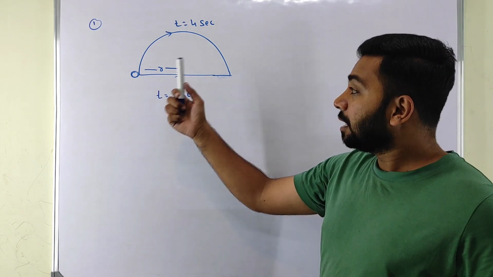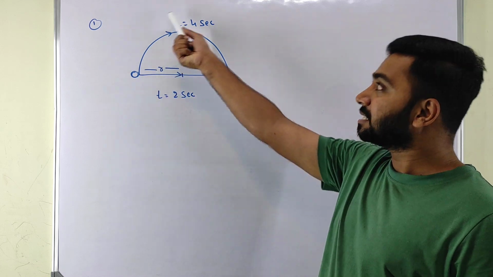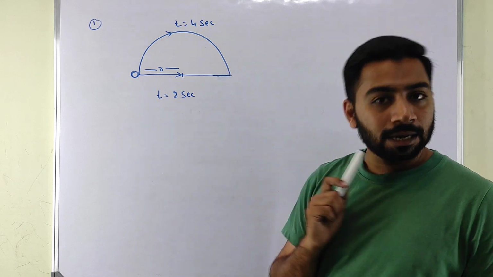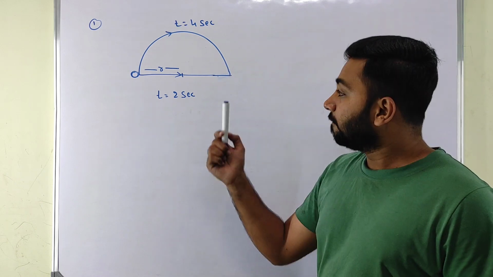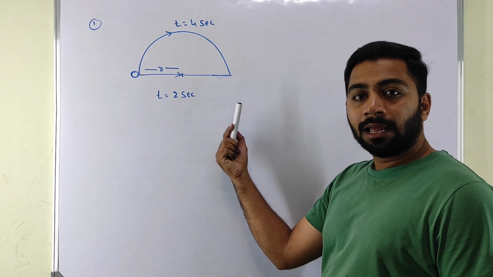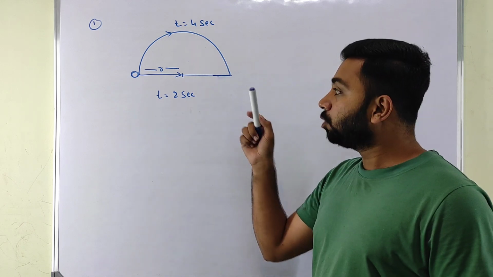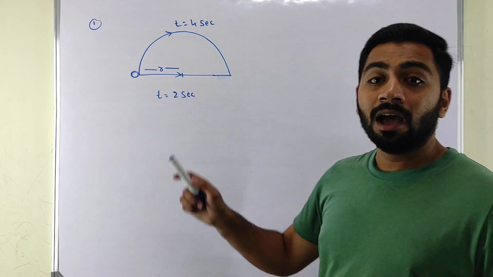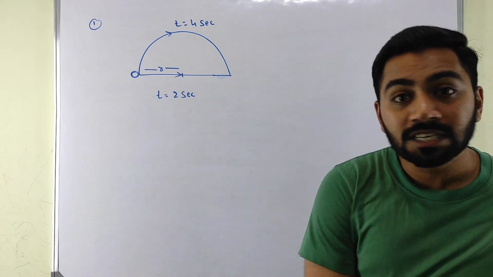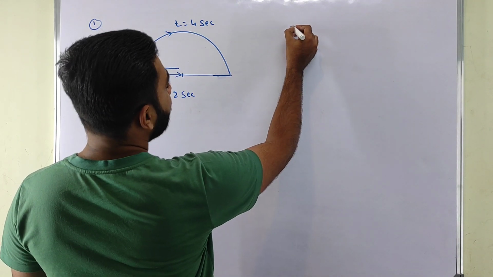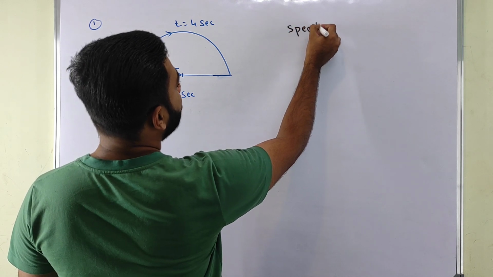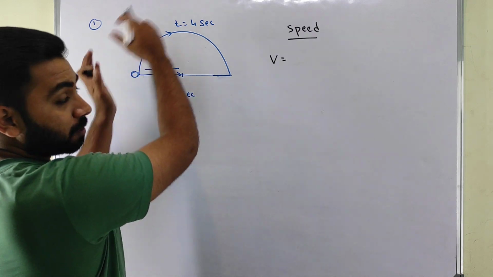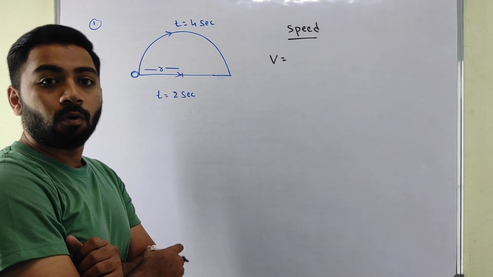When a particle covers a distance in a circular arc, a semicircle, it took time 4 seconds. Same particle, when it traveled in a straight line to reach here, it took 2 seconds. Then, what is the velocity and what is the speed of this particle? So, very simple. When I say speed of this particle, speed is equal to overall distance divided by overall time.